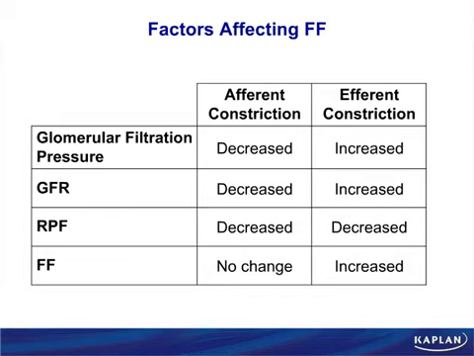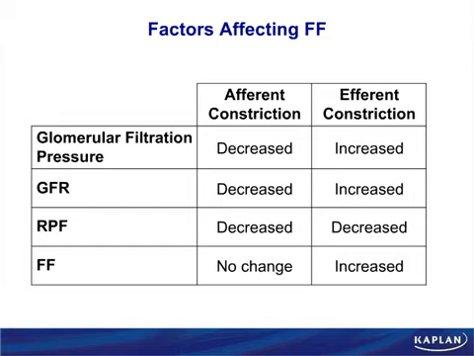Now, who cares about that? Well, here's why you should care. Because the more plasma you filter, the more you increase the concentration of albumin. Because remember, when you filter, you leave albumin behind. You do not filter albumin. So if you filter more plasma, you leave behind albumin, you increase the concentration of albumin, and therefore you increase the what? You increase the oncotic pressure. So when you increase the filtration fraction, you increase the oncotic pressure.